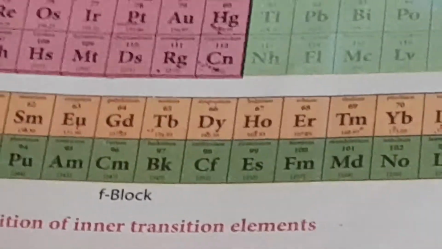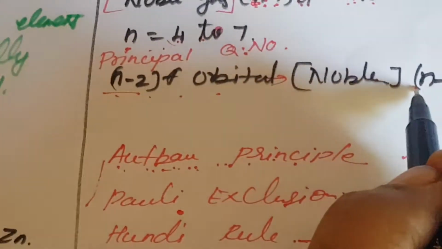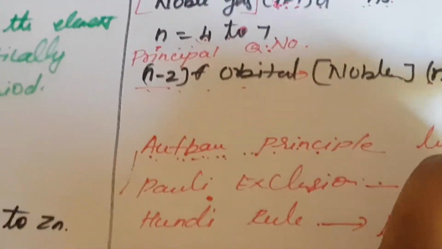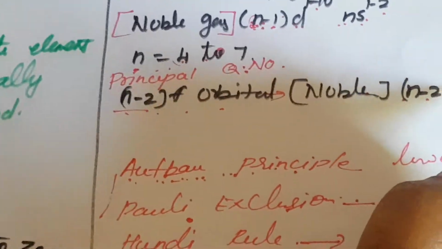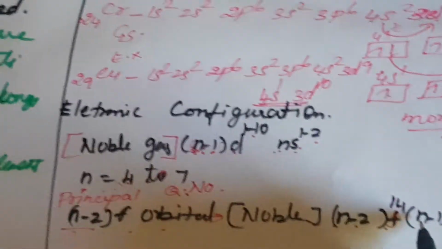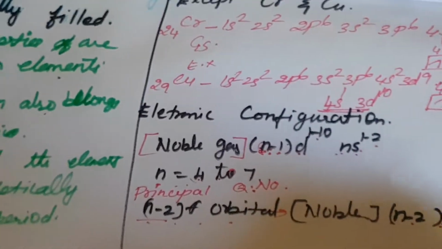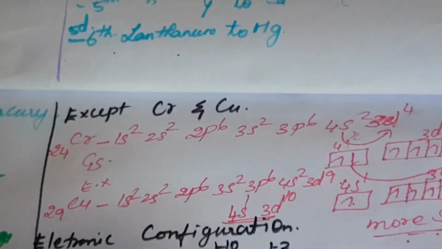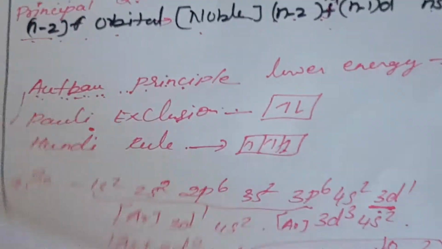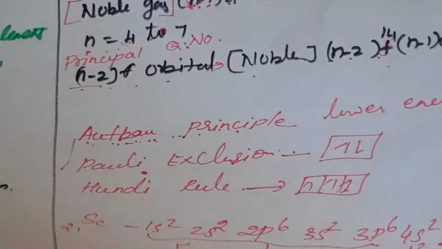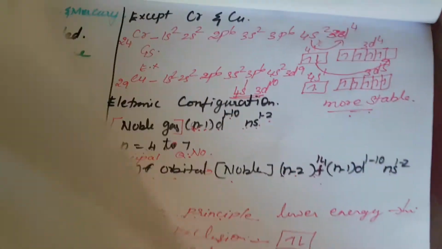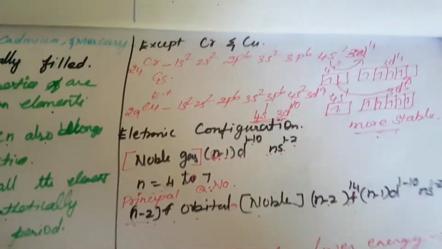What is the general electronic configuration? Noble gas, (n-2)f orbital, where the f orbital accommodates a maximum of 14 electrons, then (n-1)d 1 to 10, ns 1 to 2. These are the general electronic configuration of the f block elements. Next one is, what is the metallic behavior?